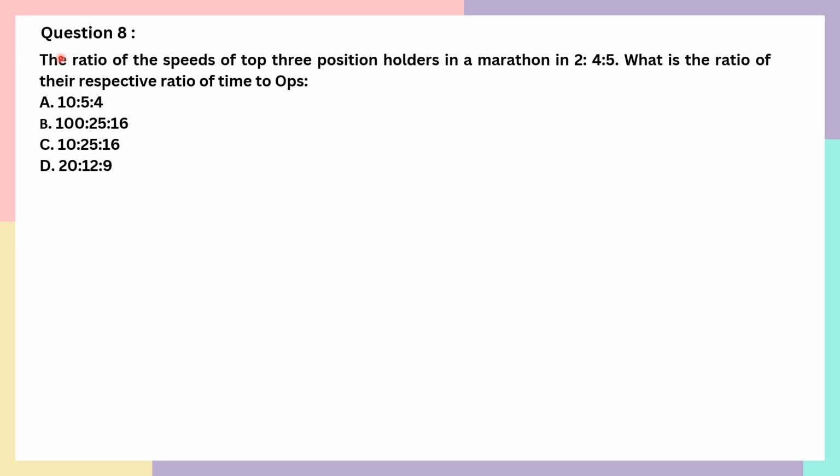Now let's see question number 8. The ratio of the speeds of the top 3 position holders in a marathon is 2 to 4 to 5. Then what is the ratio of their respective times? The options given are 10 to 5 to 4, 100 to 24 to 16, 10 to 25 to 16, 20 to 12 to 9. Now let's see the solution.